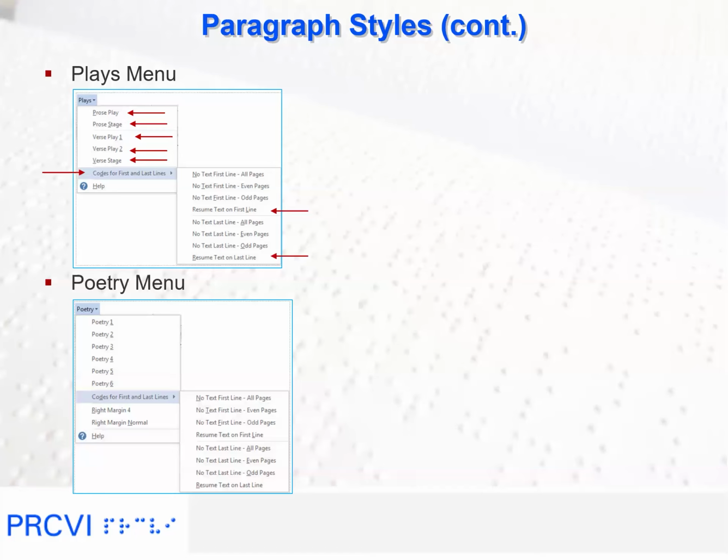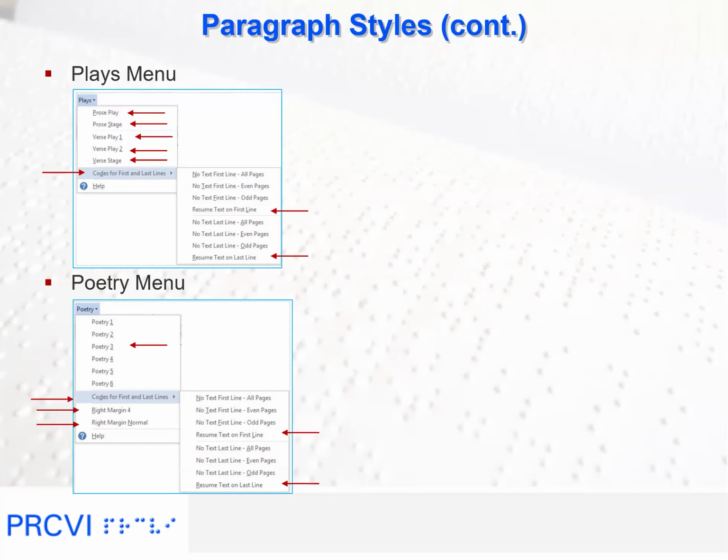Poetry menu. The nested list format is used for the poetry styles, and Duxbury automatically adjusts the runover. The next style is codes for first and last lines. After the completion of the line numbered material, it is necessary to insert resume note, resume text on first and last line codes to allow text to once again appear on those lines.